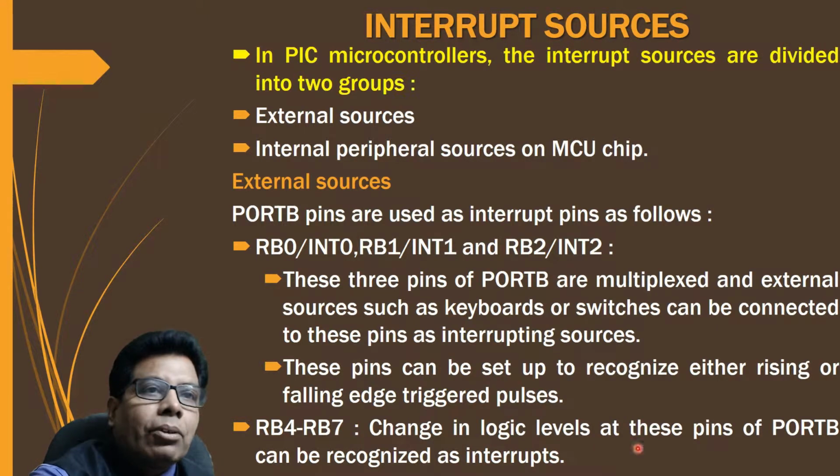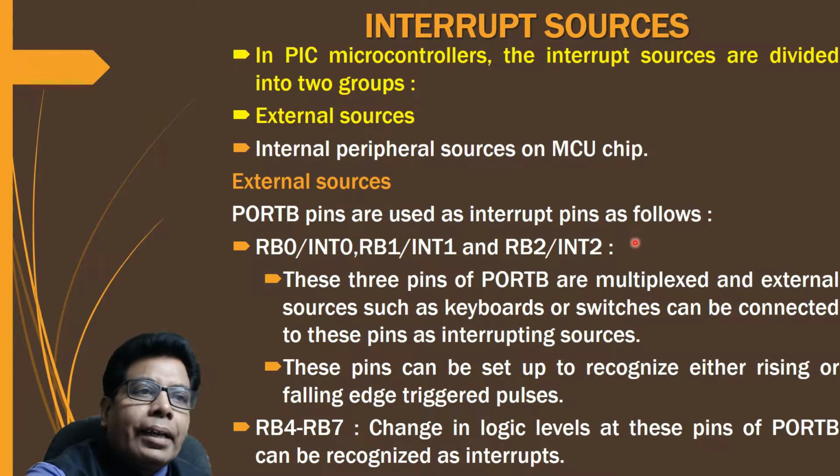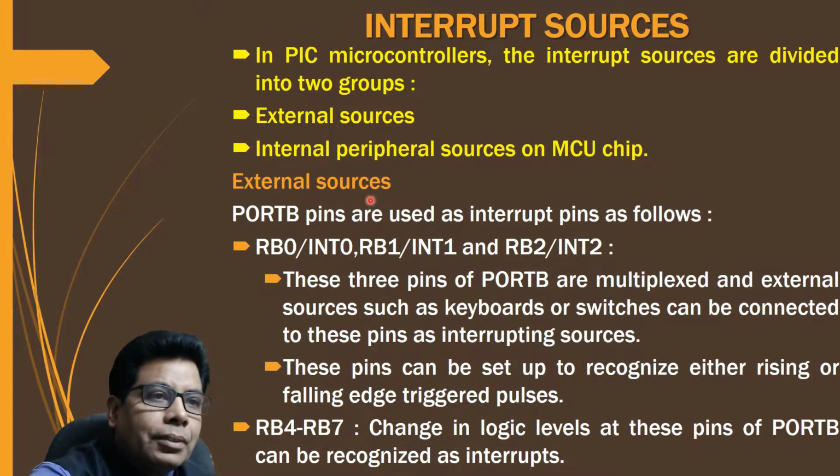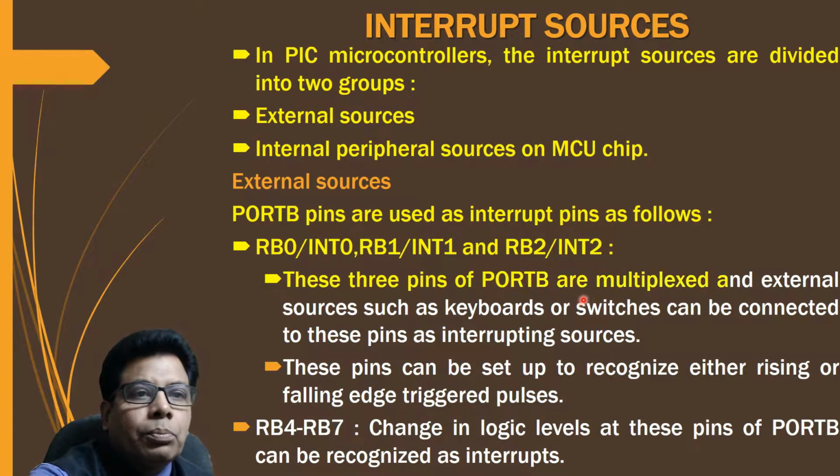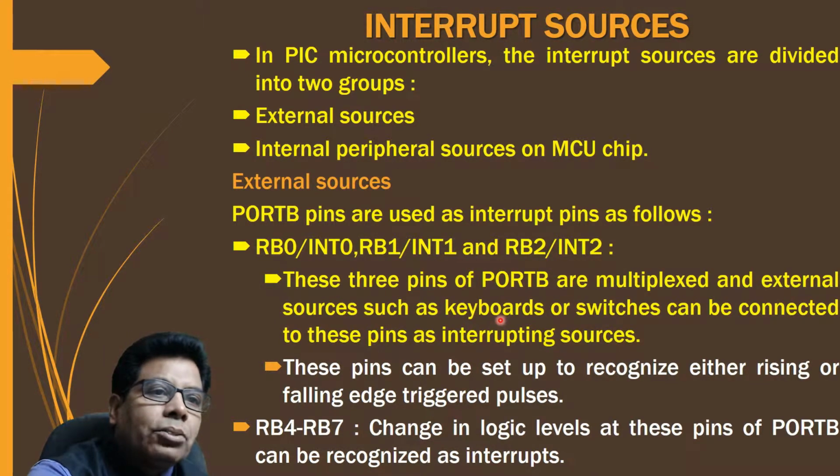In the PIC 18 microcontroller, the interrupt sources are divided into two groups, external sources and internal peripheral sources on the MCU chip. That is the microcontroller chip. Let us first see the external sources. Port B pins are used as interrupt pins as follows. Here RB0, RB1 and RB2, these three pins, are also INT0, INT1 and INT2. These three pins of port B are multiplexed, and external sources such as keyboard or switches can be connected to these pins as interrupting sources.